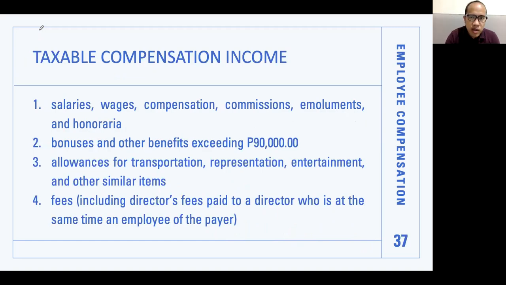Now, let us look at the point of view of the individual. Insofar as the individual is concerned, what are taxable compensation income? So from here on, medyo recap na lang ito ng inyong mga natutunan sa income taxation. Taxable compensation income will include salaries, wages, compensation, commission, emoluments, and honoraria. Bonuses and other benefits exceeding 90,000. Kasi we have this rule na kapag hindi lumagpas sa 90,000, exempt. Pero once lumagpas siya ng 90,000, it will be subjected to basic income tax. Progressive, no? 0 to 35%.